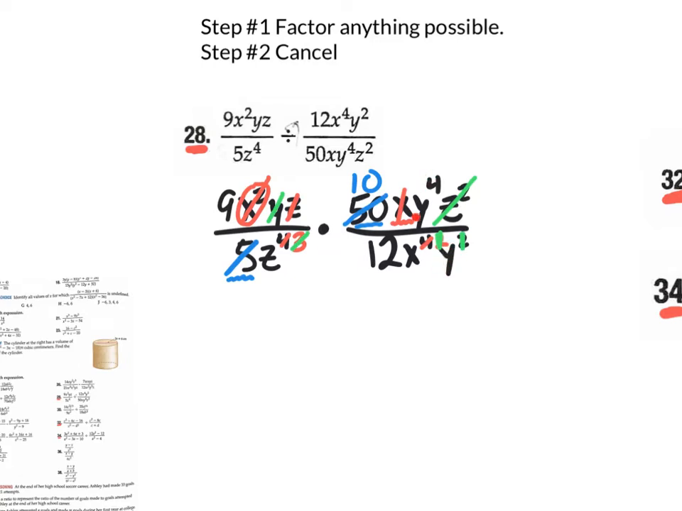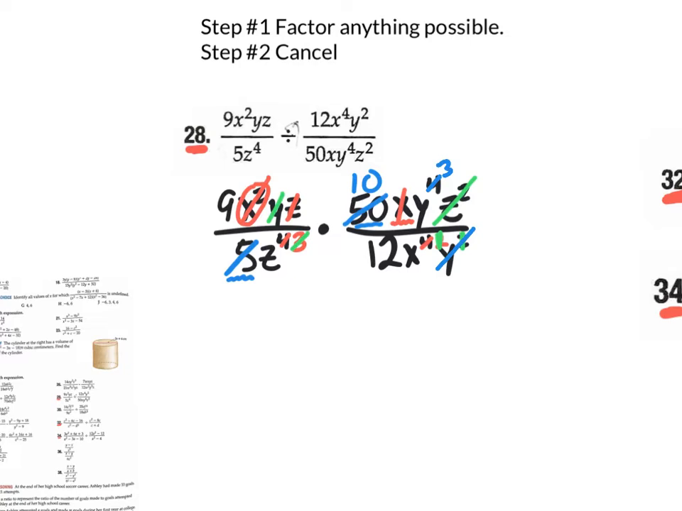But I do have four y's up on top and one y on the bottom. So this one y on the bottom will cancel with one of these four up here. So that's what I'm going to do. That y on the bottom is going to completely cancel with one of the four, and I will have three left over up there. I know this is ridiculously messy, but I hope we're understanding how to cancel, okay?